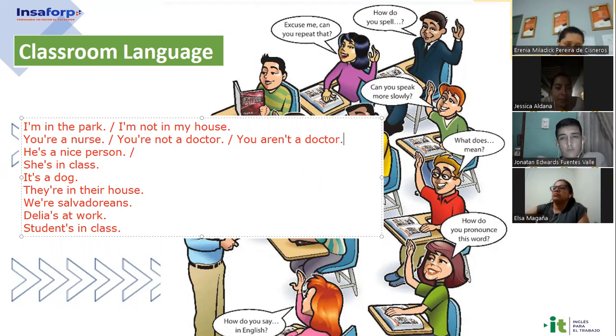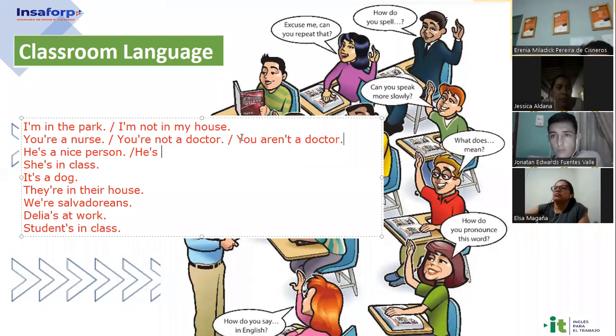Jose Atilio, no different, it's the same. For example, you can say you're not a doctor or you aren't a doctor, no problem. It's the same. So you can make the contraction with the subject or you can make the contraction with the verb to be, right? I will give you another example.